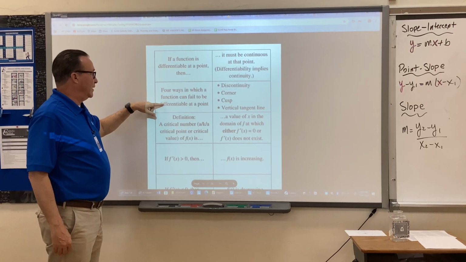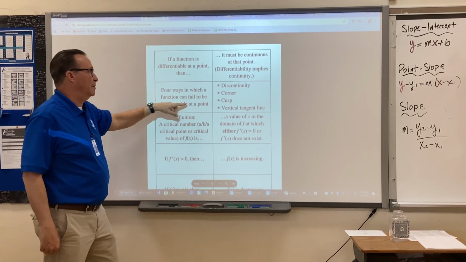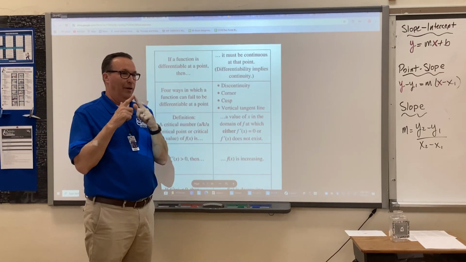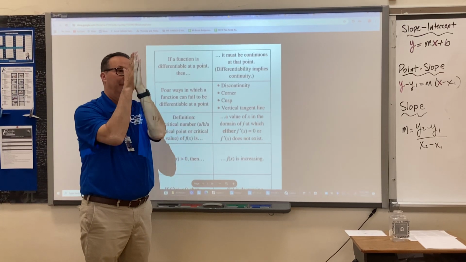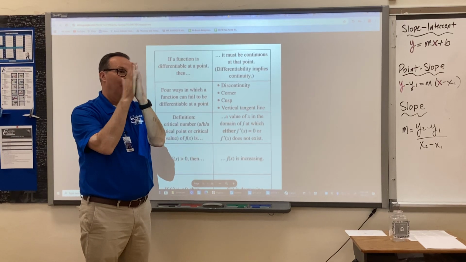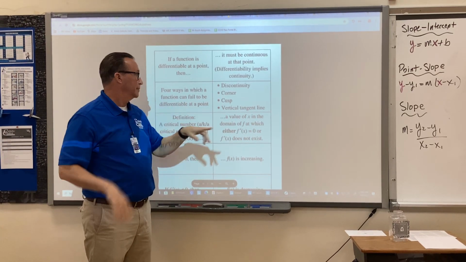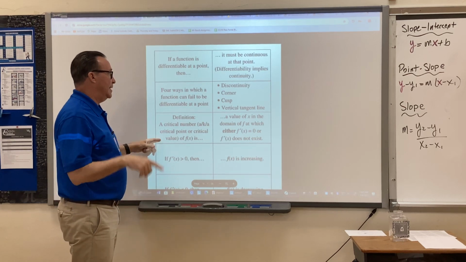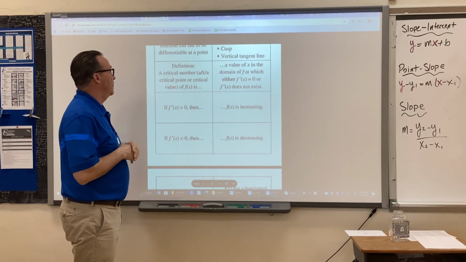Four ways in which a function is not differentiable: it's discontinuous; a corner; a cusp, which is infinite slope on both sides; and a vertical tangent, like this one. It's not differentiable there.